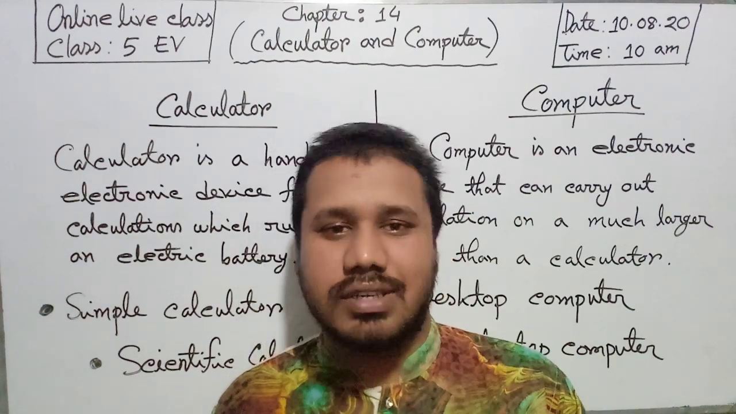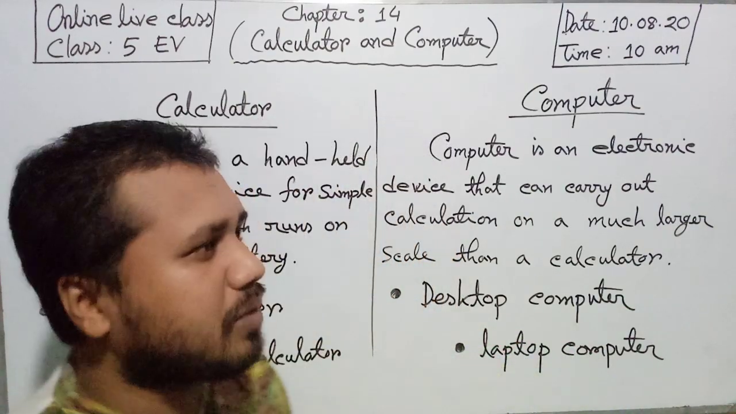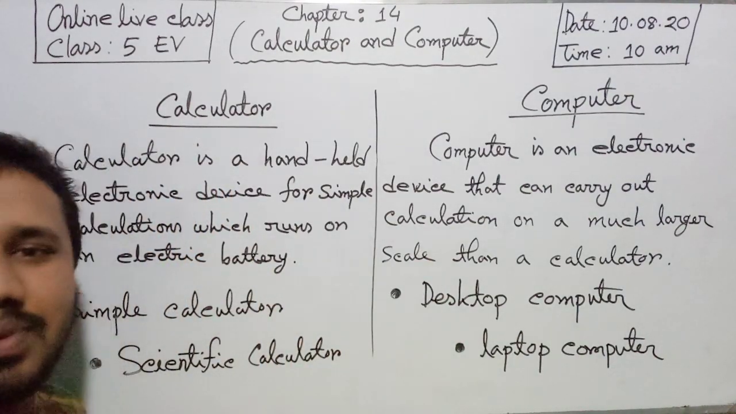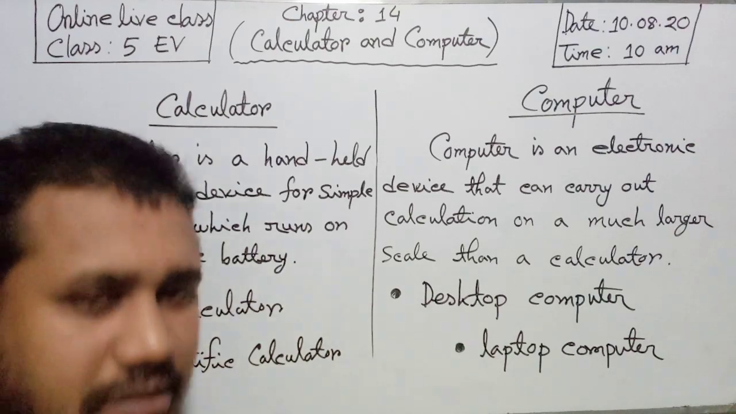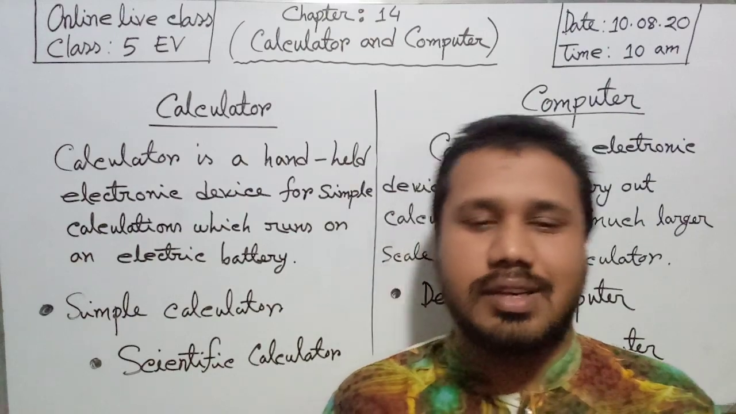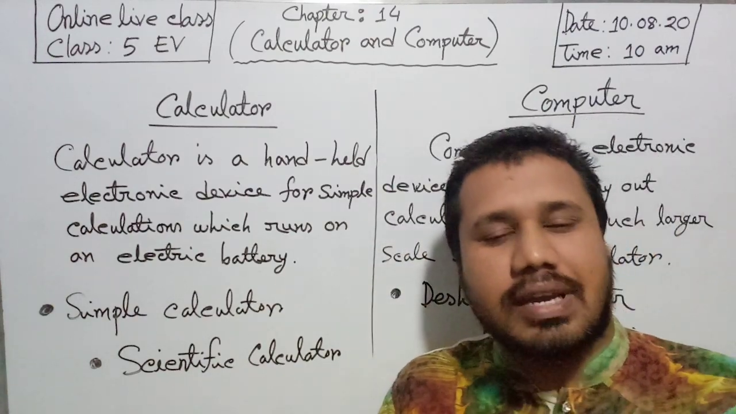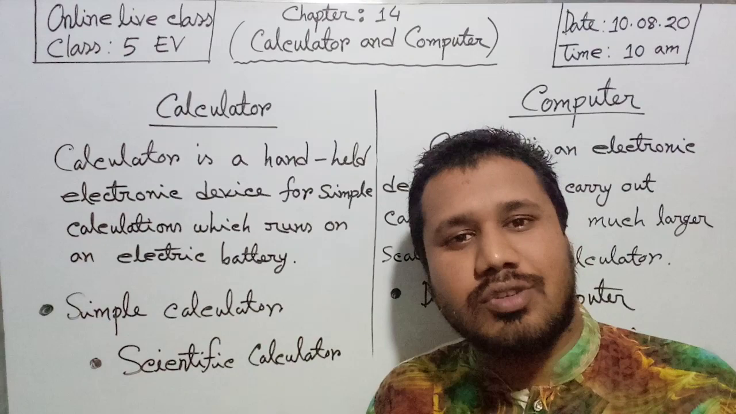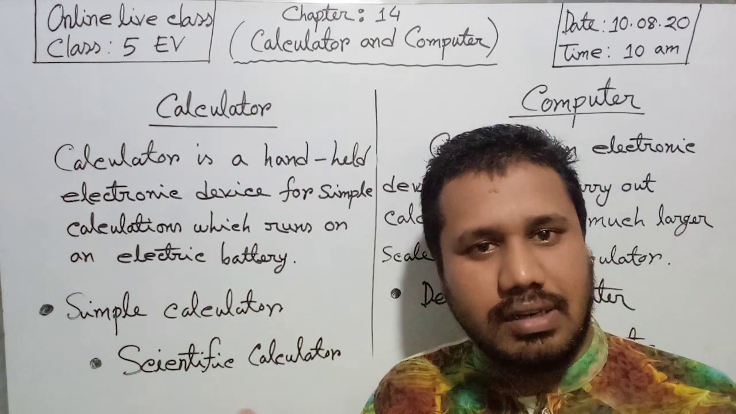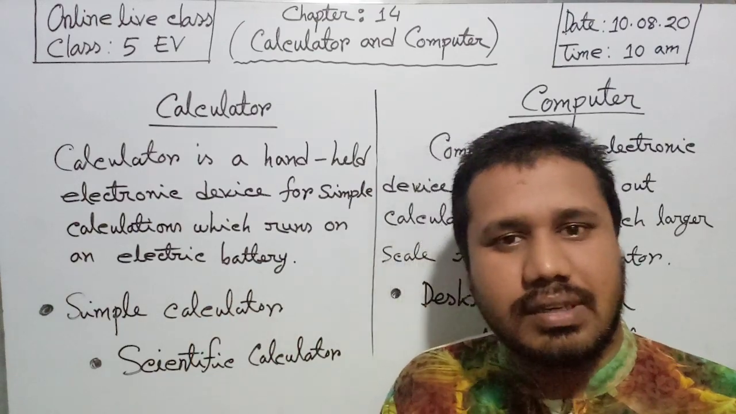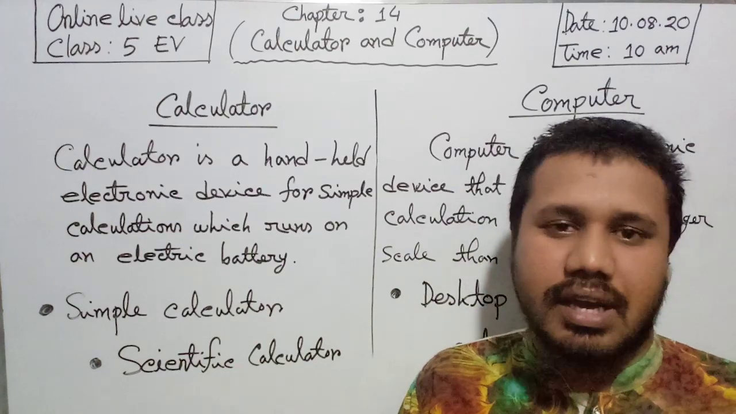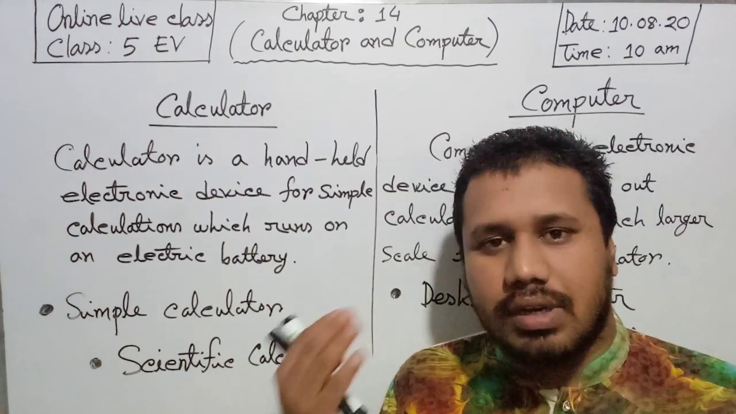Okay, dear students, we can start. At first, look, I have written some information for you: calculator and another one, computer. Now dear students, what is calculator? Calculator is a handheld electronic device for simple calculations which runs on an electric battery. It's in our hand, so this is a handheld electronic device, and for using a calculator we need an electric battery.